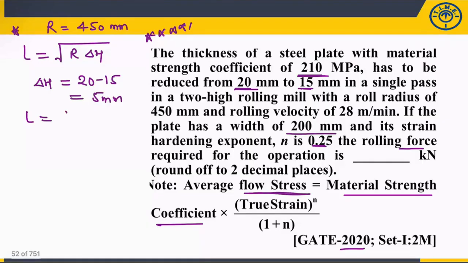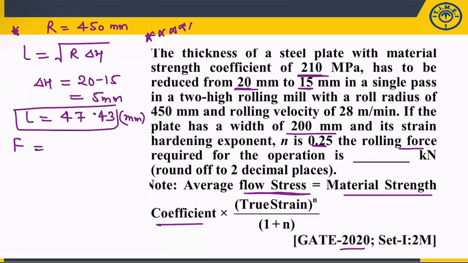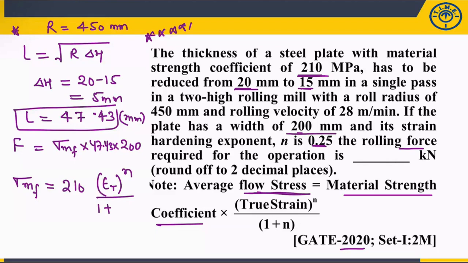Now can anyone please tell me what is the projected length? Very good, Navi. 47.43 mm. Now what you have to calculate? You have to calculate force. For force, the stress value, the mean flow stress, into area. Area means length into width. Width is 200 mm. Length you have calculated as 47.43. So if you have calculated the mean flow stress, your problem is solved. For calculating this, they have given some important values. The n value they have given. Strength coefficient is 210. True strain to the power of n divided by 1 plus n. 1 plus n means 0.25.